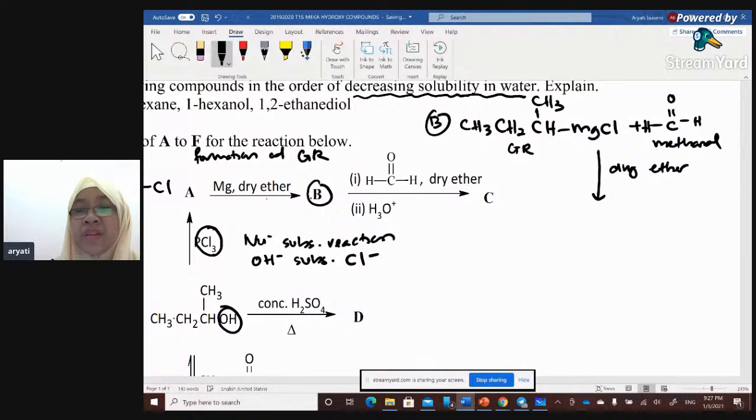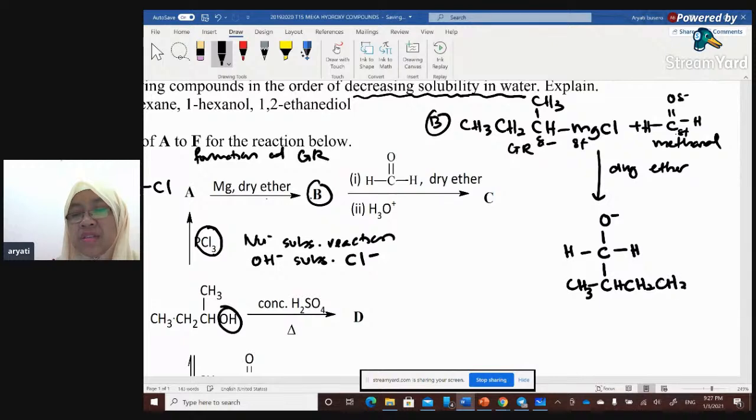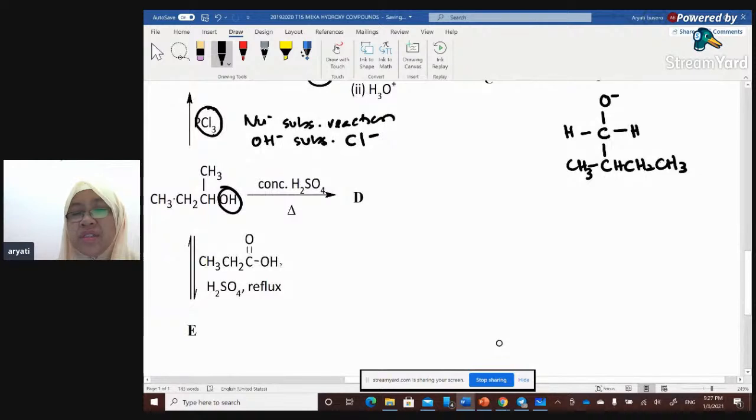So macam mana? So ini partially negative, partially positive. So C. Double bond dah tak ada, jadi single bond O minus. So H kat sini masih sama. So ini partially negative akan attach to partially negative. Ini ialah partially positive. So dia akan attach pada yang ni. So dia akan jadi CH3, CH2, CH3. Okay. Kemudian followed by hydrolysis.